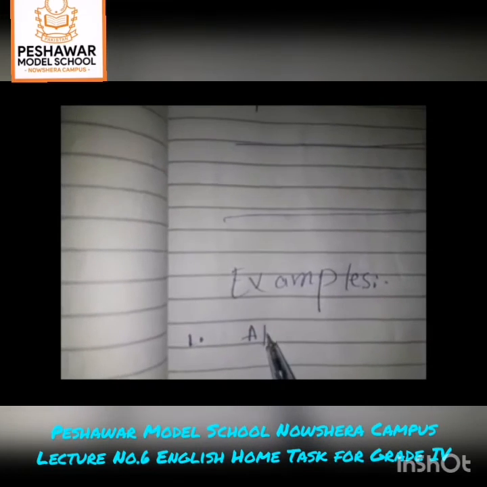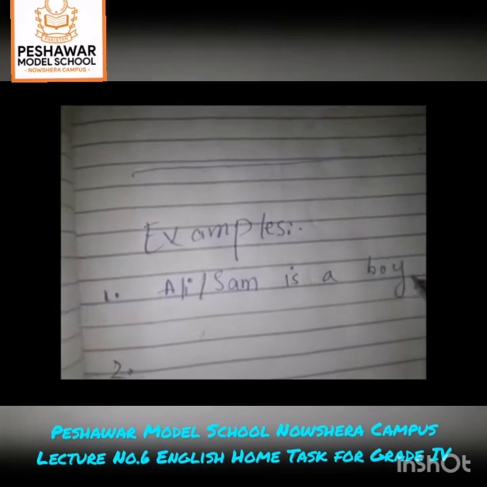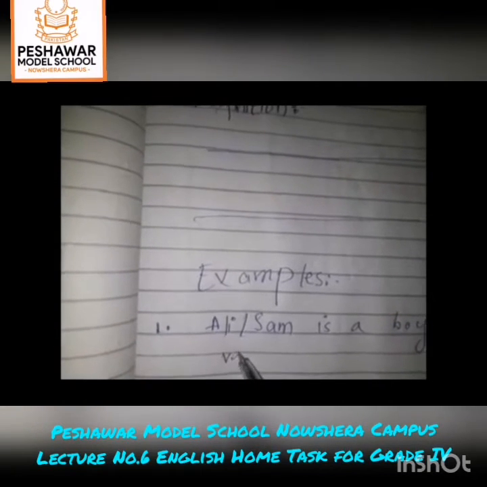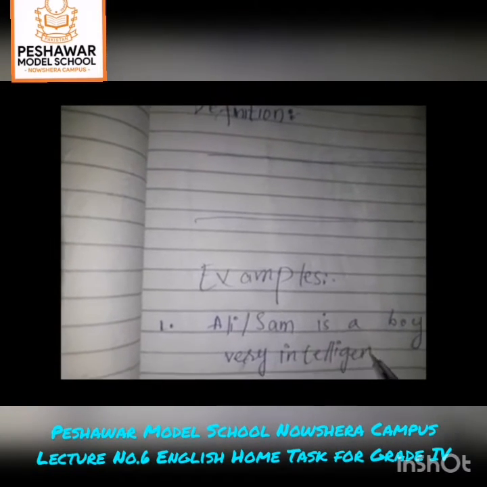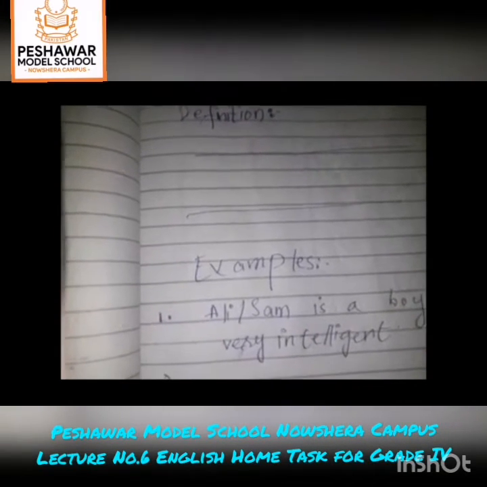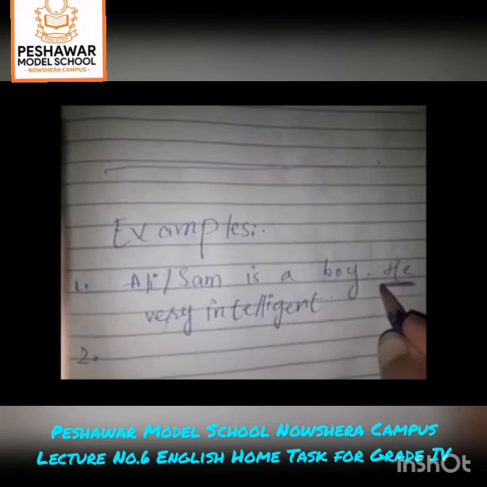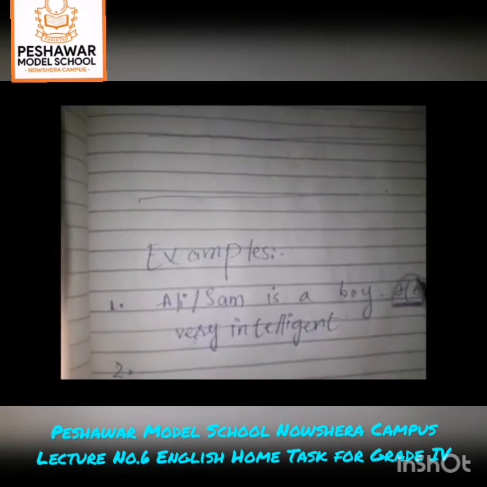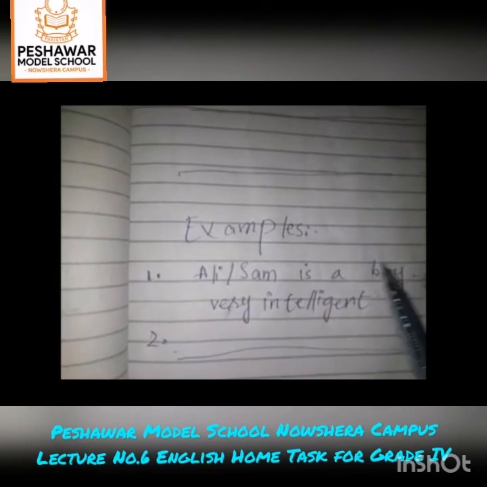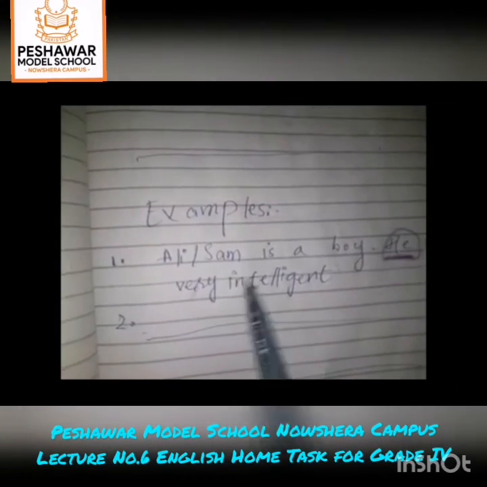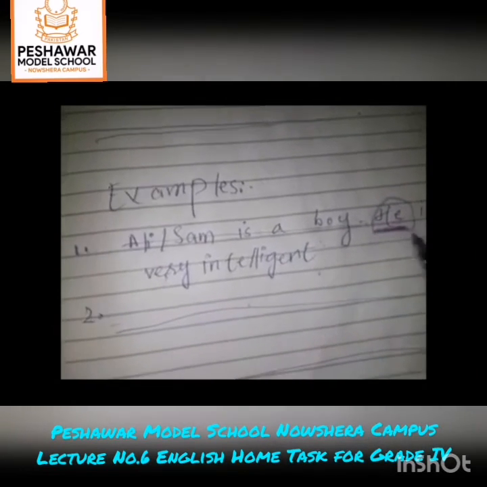For example, Ali, or whatever, Sam is a boy. He is very intelligent. You can write it, and then you can underline or circle the pronoun. Similarly, you can make your own second and third sentences, but it should be 3 examples. Or if you don't want to write the whole sentence, you can just write, he is very intelligent, and underline he, and skip the rest, then it is also okay. But if you do this, it will be more clear.